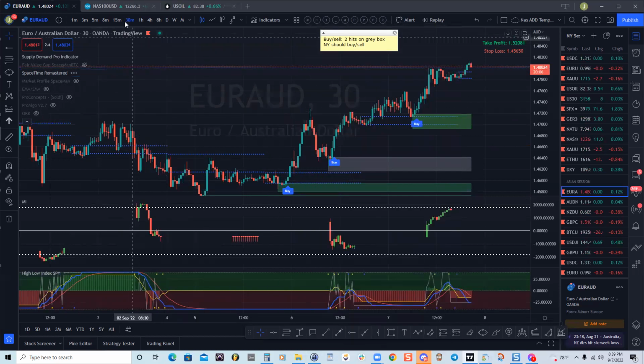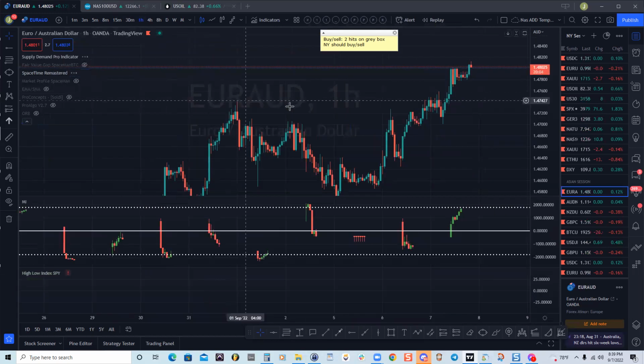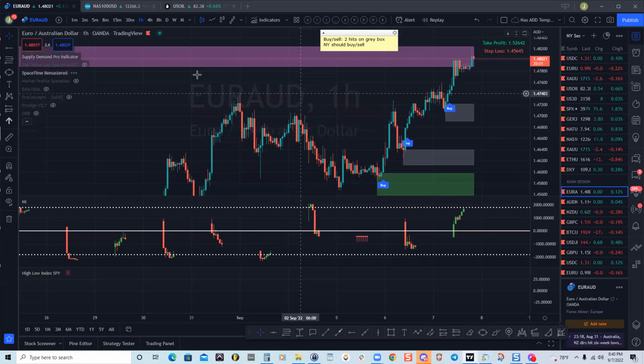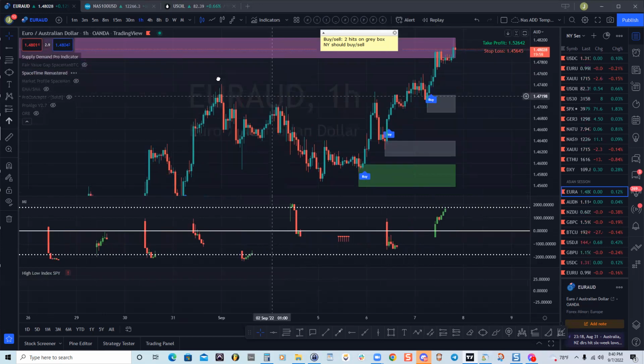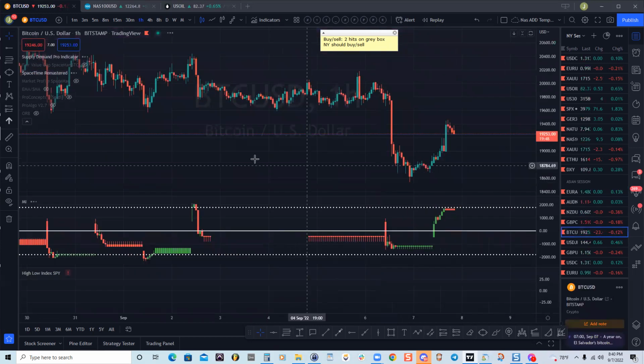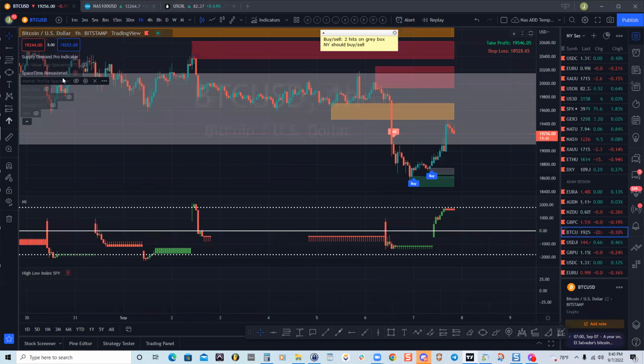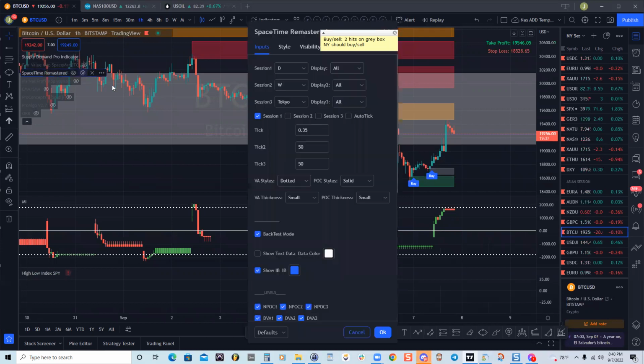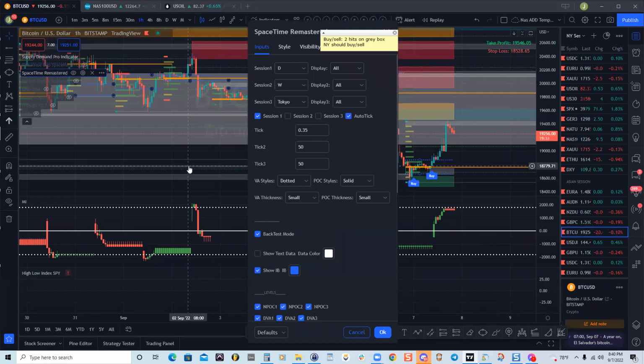If I go to a higher time frame, let's see. See, this supply demand pull works really well on forex pairs. Do you trade multiple forex pairs simultaneously, John, or is it just a couple of them every day based on what you see? A couple of them every day.